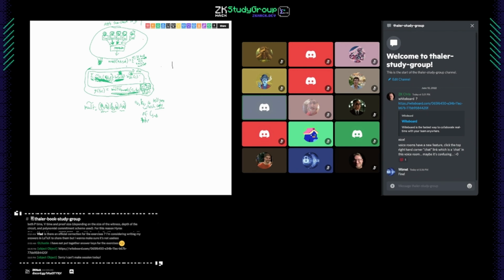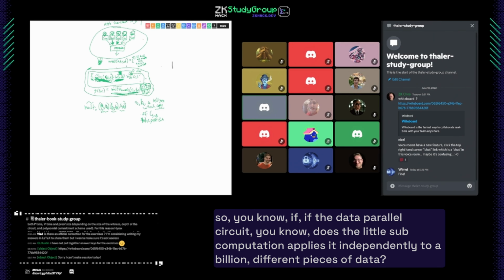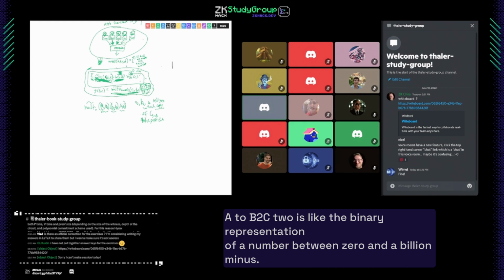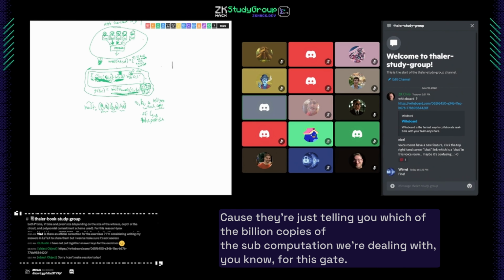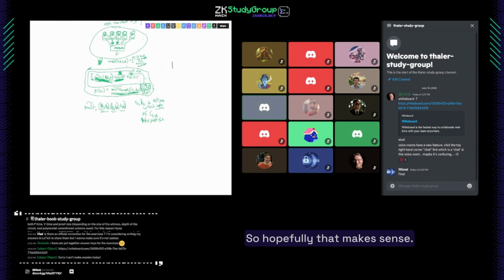So if the data parallel circuit applies the little subcomputation independently to a billion different pieces of data, A2, B2, C2 is like the binary representation of a number between 0 and a billion minus 1, right? Because they're just telling you which of the billion copies of the subcomputation we're dealing with, for this gate. Okay, so hopefully that makes sense.